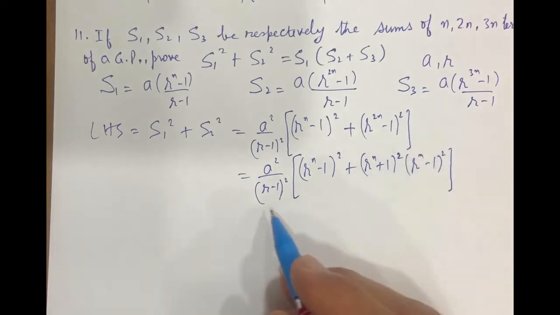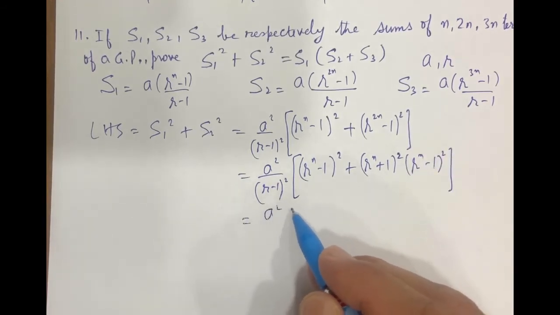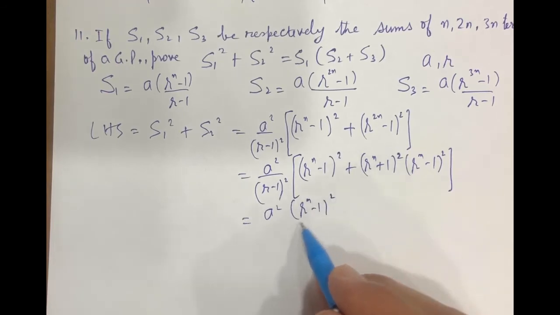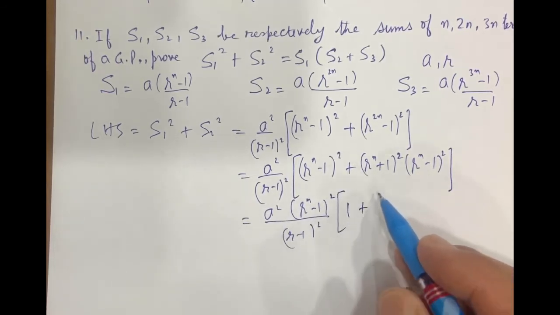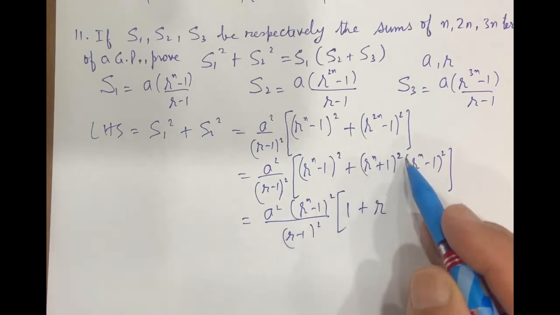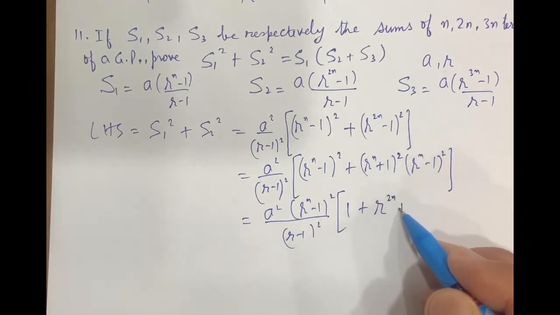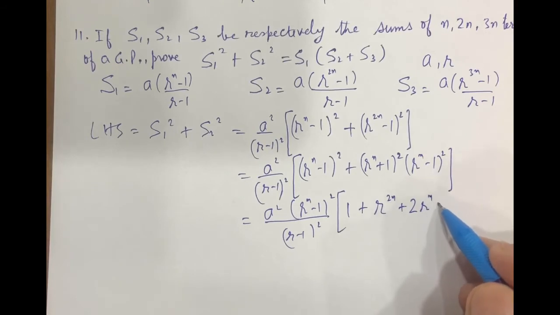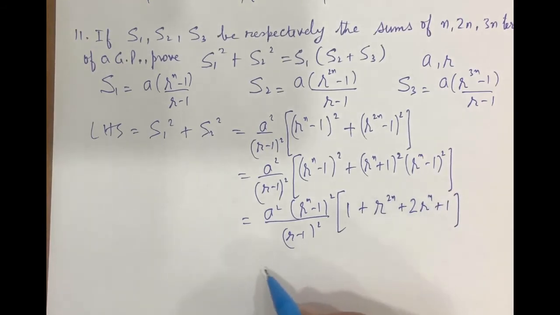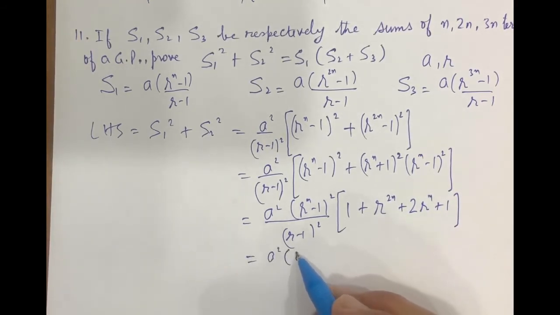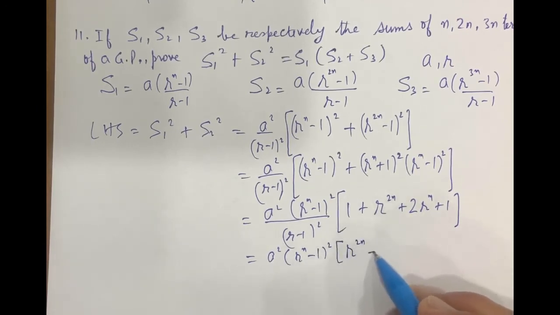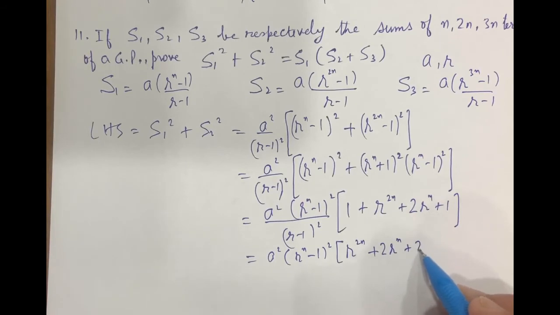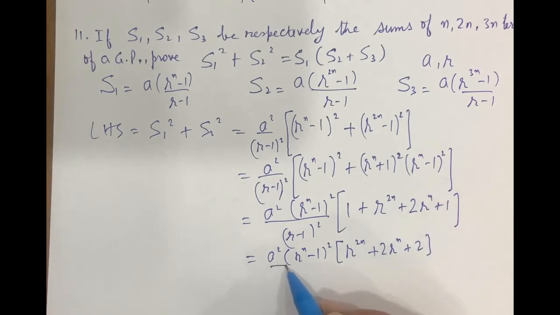Next, take (r^n minus 1) whole square common, and inside we will have 1 plus (r^n plus 1) whole square, that is r^(2n) plus 2 into r^n plus 1. So that's a square (r^n minus 1) whole square, (r^(2n) plus 2r^n plus 2) divided by (r minus 1) whole square.